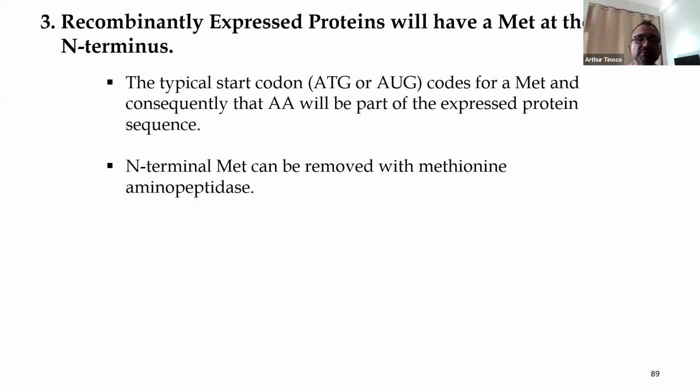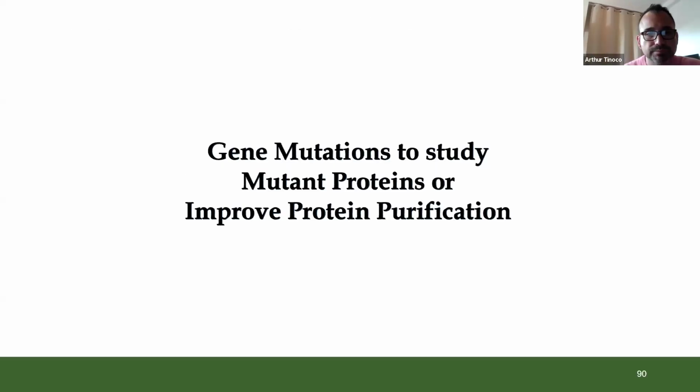Okay. So recombinantly expressed proteins will have a methionine at the N-terminus. The typical start codon, I mentioned this before, ATG or AUG, codes for methionine, and consequently, that amino acid will be part of the expressed protein sequence. So let's imagine that that particular amino acid is not something of interest that you want in your protein. Well, then you can have that N-terminal methionine removed by the application of a methionine aminopeptidase. That's just going to cleave the methionine from the end of that sequence. And then you'll get the protein with the sequence that you actually want.